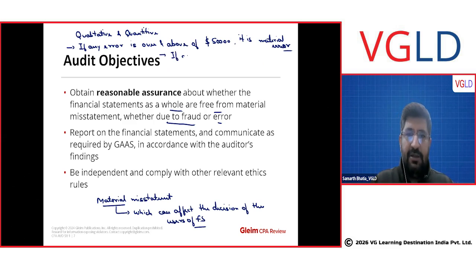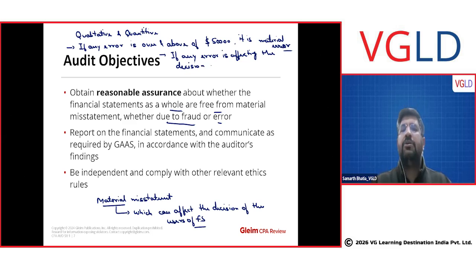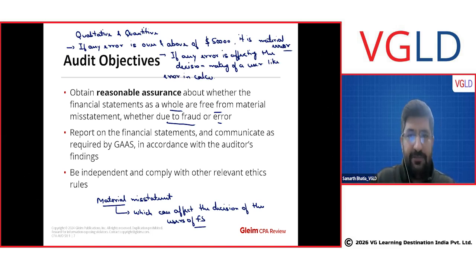If any error is affecting the decision making of a user, like an error in the calculation of closing inventory, it is known as a material error. It is known as a material misstatement.